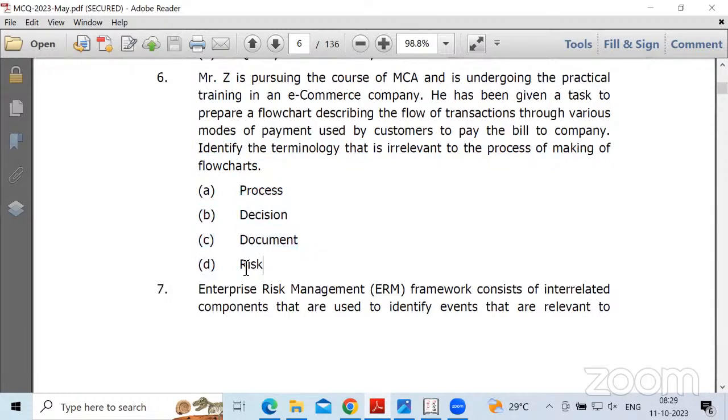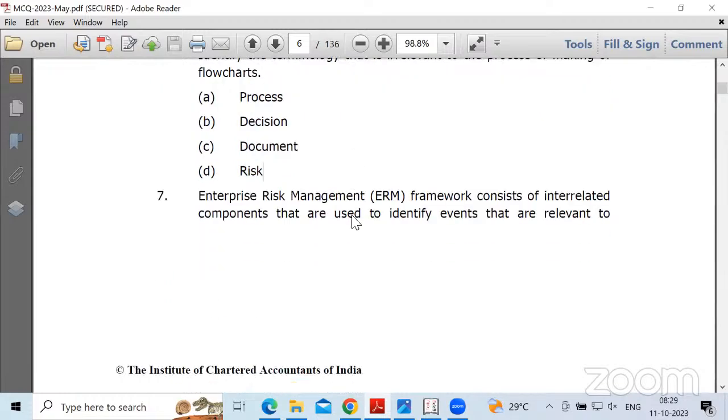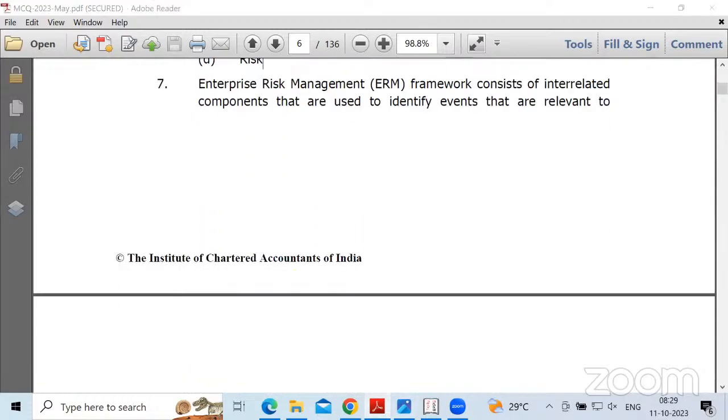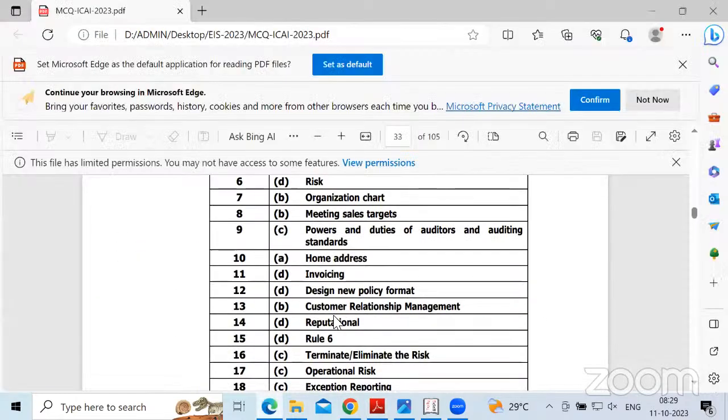Process, decision, document, risk. So everything is there except this risk. Risk is not covered in the flowchart. So you have to see the answer also. Same thing. Yeah, risk.